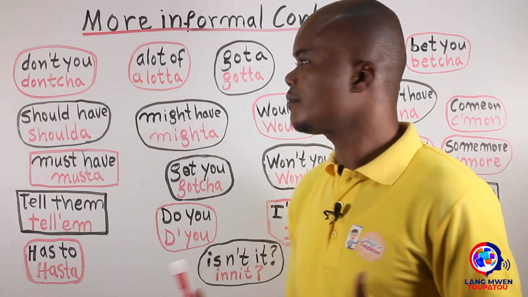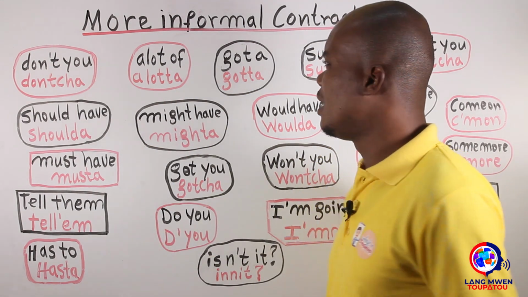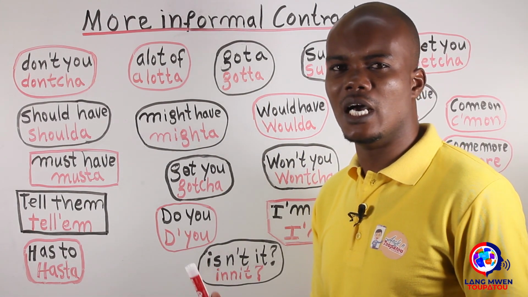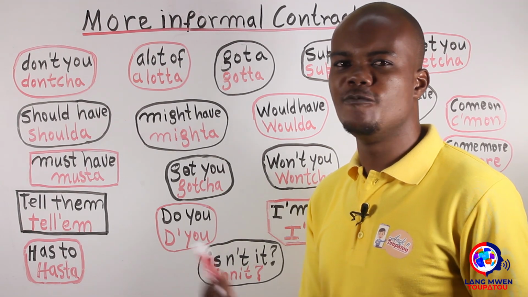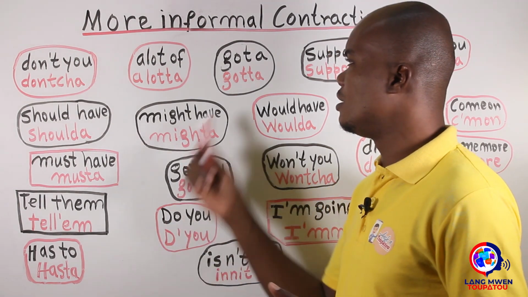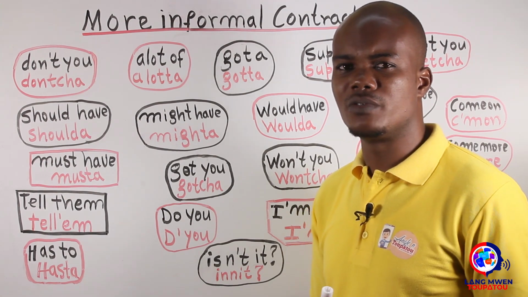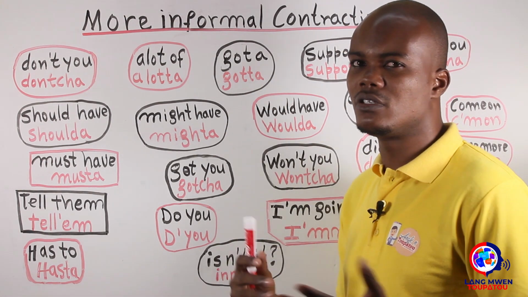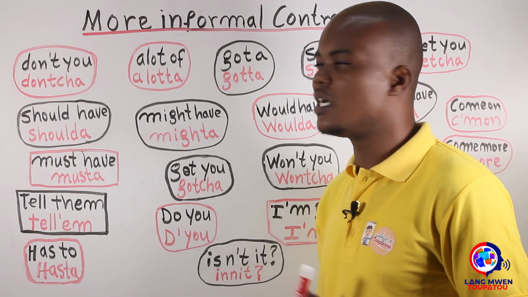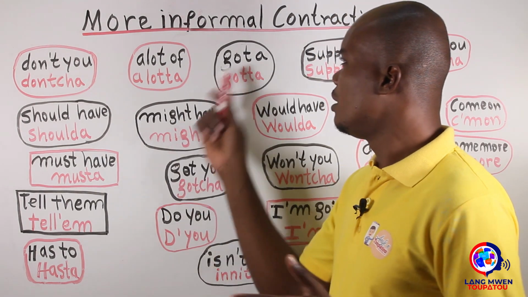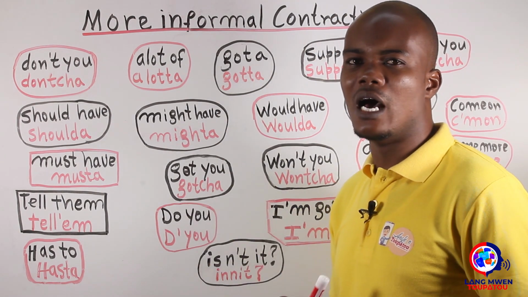A lotta. And the next is "got a." I got a book to read. They say "I gotta book to read" instead of saying "I got a book to read." "Got a" becomes "gotta."